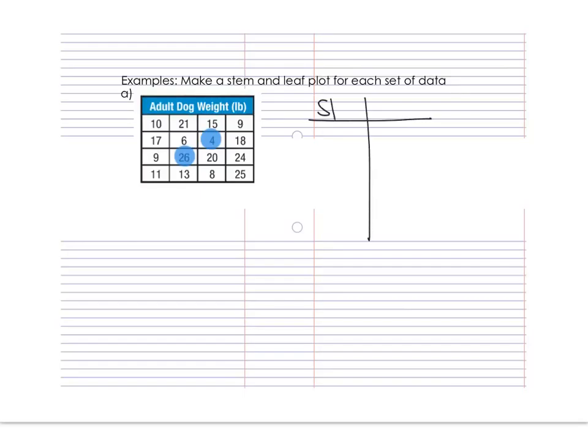The stem always comes first, and then we have our leaf. Now, if you look at the last digit of every single one of these numbers, what place value is that? Hopefully you guys would say that the last digit for all of these numbers is in the ones place. So the ones place is our last digit, and that's our leaf. Let's look at our stems then. So the stem is everything else that's not in the last digit.